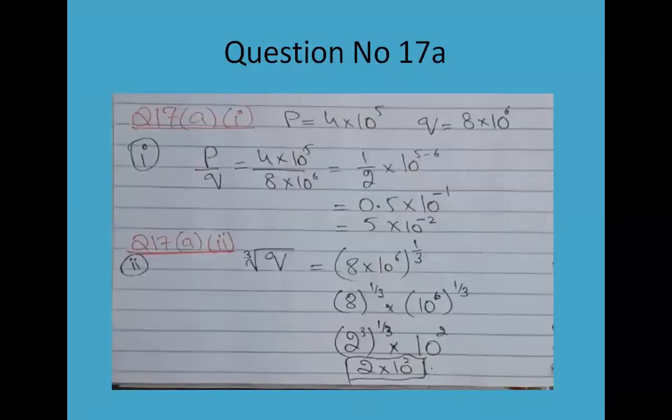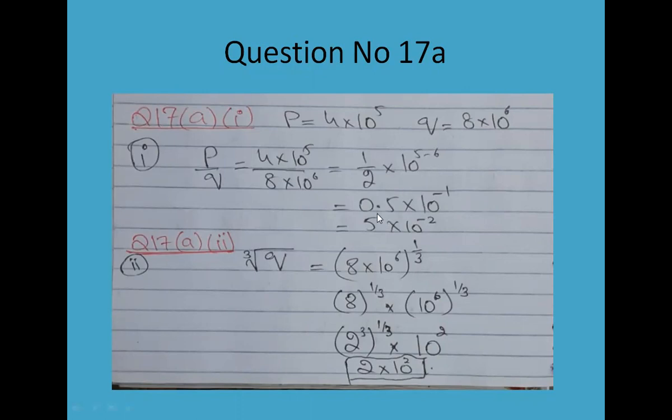So question number 17, A part. First of all, they want you to find out P by Q. So just put those values there. So you will have 4 into 10 expo 5 divided by 8 expo 6. So 4 divided by 8 will be 1 by 2, into 10 raised to power 5 minus 6. So you will have 1 by 2 means 0.5, so 0.5 expo minus 1.